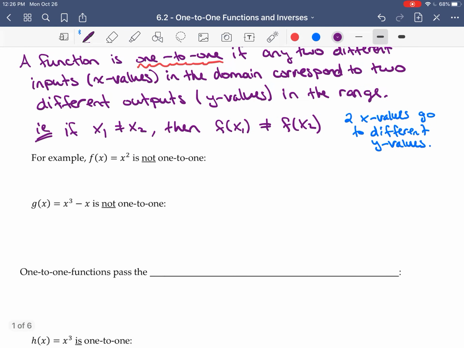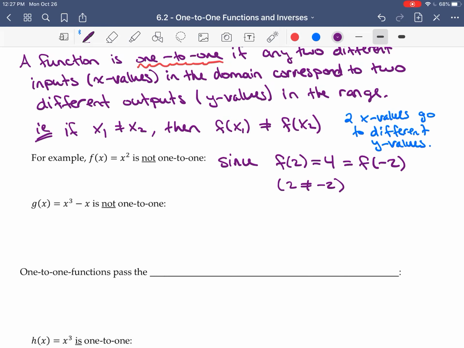So for example, f of x equals x squared is not one-to-one. Okay, so we can give an example to say that it's not. We know that f of 2 is equal to 4, but so is f of negative 2. And obviously 2 does not equal negative 2.